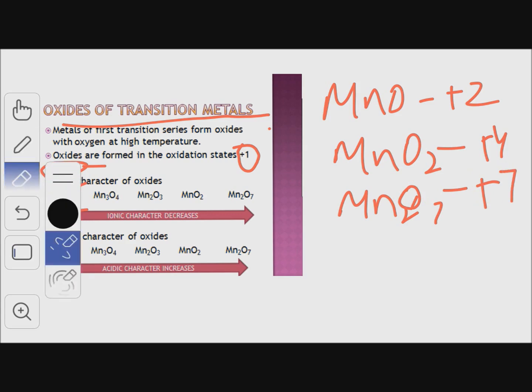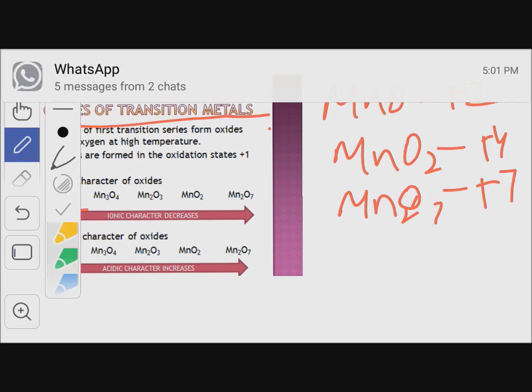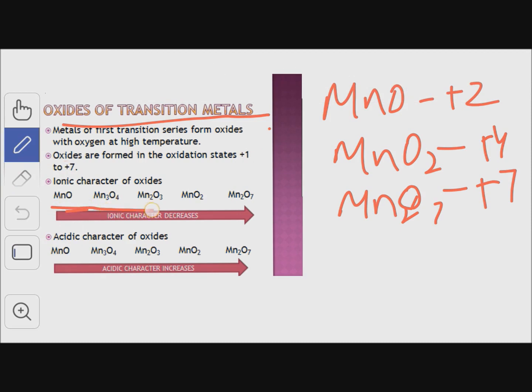It means transition elements form compounds in oxidation states from +1 to +7, meaning they show variable oxidation states in their compounds. Next is the ionic character of oxides. As the oxidation state of manganese increases from +2 to +7, the ionic character decreases.